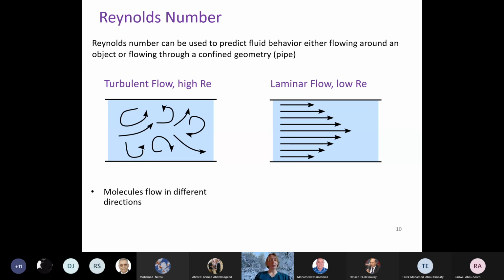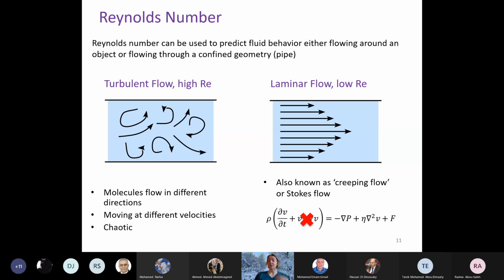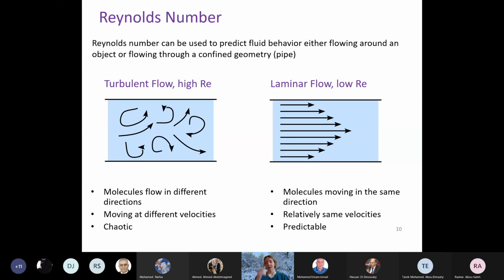And just to visualize what we mean by turbulent or laminar flow. So turbulent flow, high Reynolds number situations, the molecules tend to flow in different directions. They are moving at different velocities and they are chaotic in nature. If we have laminar flow, what generally happens is that molecules are moving in the same direction. They're at relatively the same velocity, though you do get this parabolic flow profile that you can see in the channel here. And because we know how fast it's moving and in what direction it's moving, it tends to become predictable. So we know exactly where it's going to be at whatever time it's going to be there.